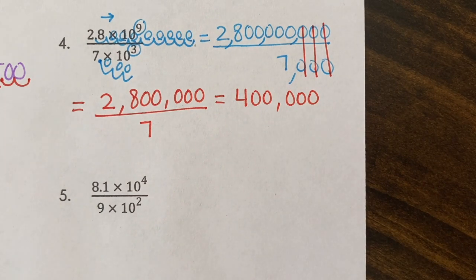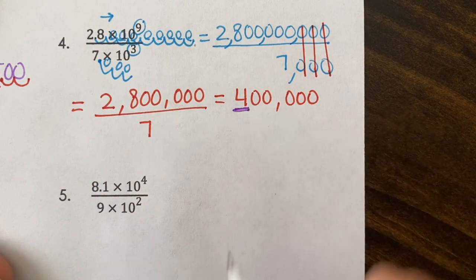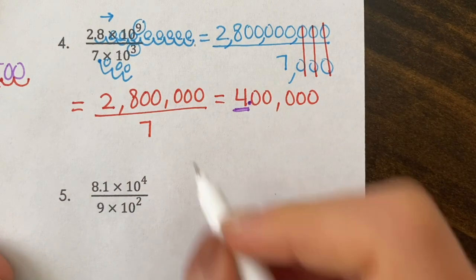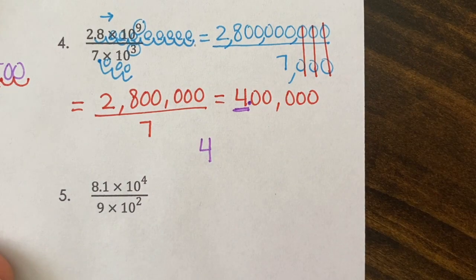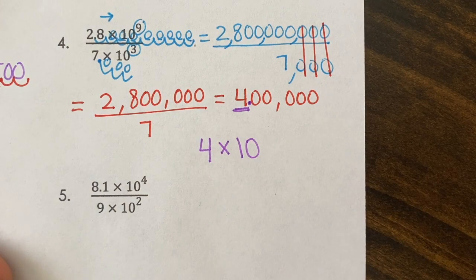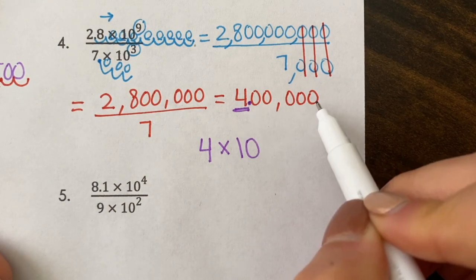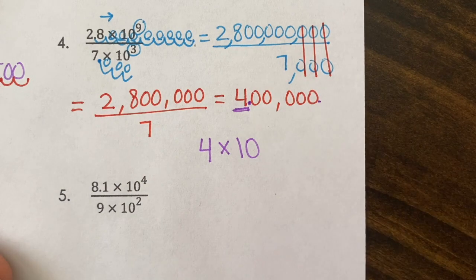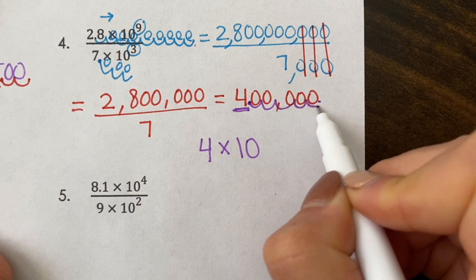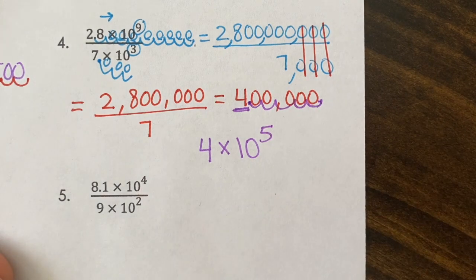Very last step is we have to write this in scientific notation. We know we need a number equal to or greater than 1, but less than 10. So we know we're going to put our decimal here. So our first number is 4. We know scientific notation always has times 10 in the middle. Then you're going to figure out how many times you moved your decimal. It was originally here, and we had to move it 1, 2, 3, 4, 5 times.